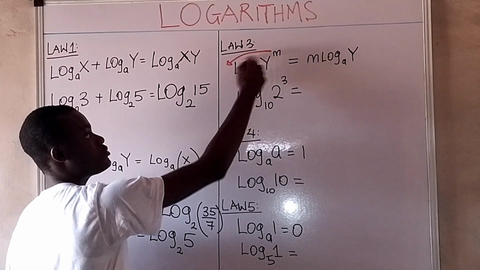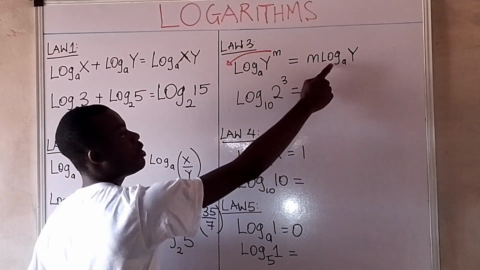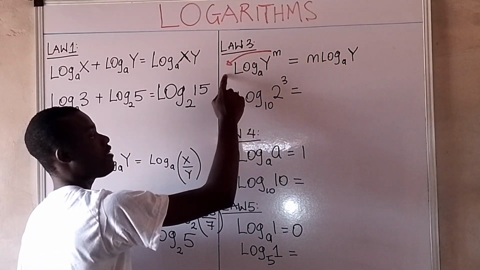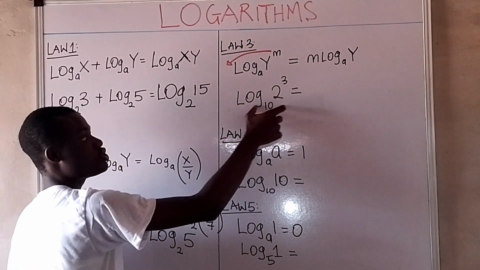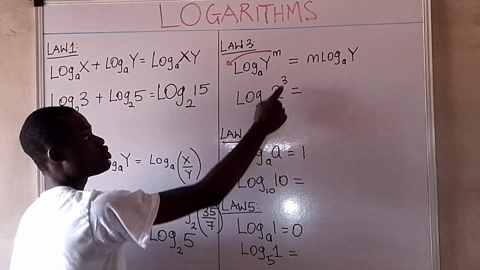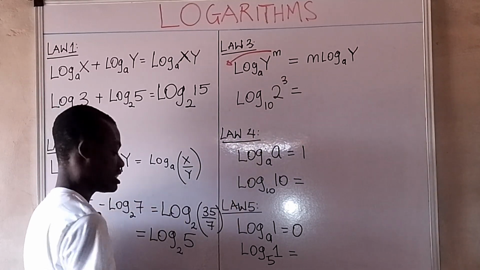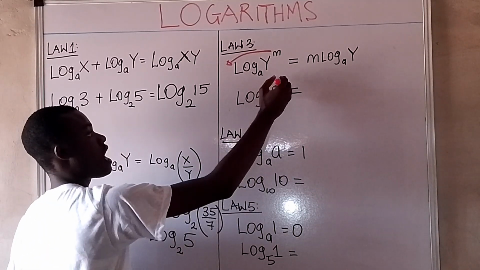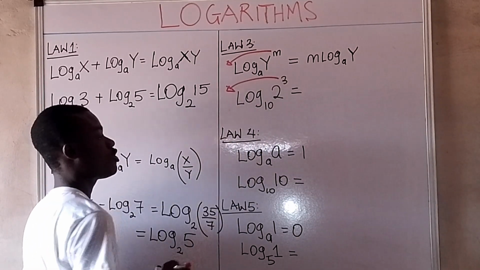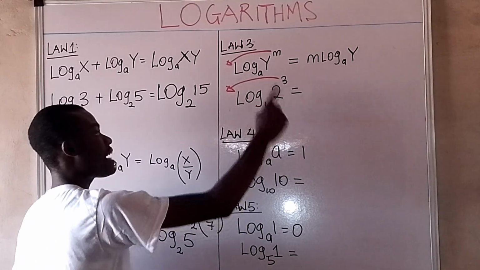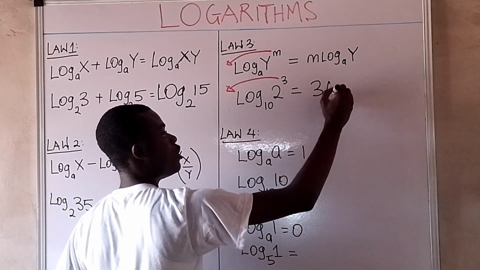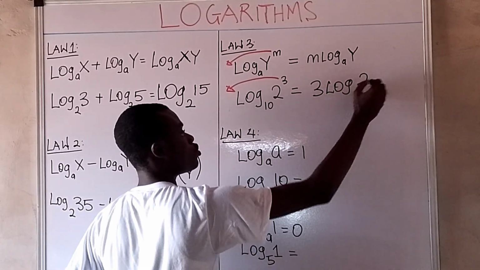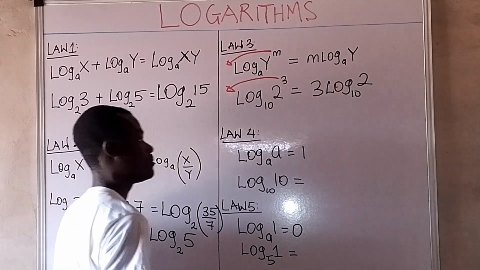So when we take m to this other side, it will become m log. When we take it here, we are going to have it as m log y to the base of a. Now, using it to solve this question, we have log 2 raised to the power of 3 to the base of 10. Now, in this case, what can I do? I'll move this 3 to the front of the log. So, in writing this expression, we are going to have it as 3 log 2 to the base of 10.